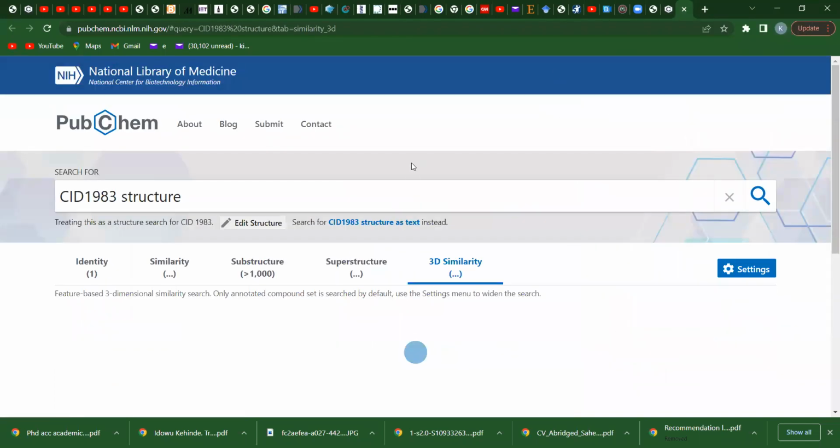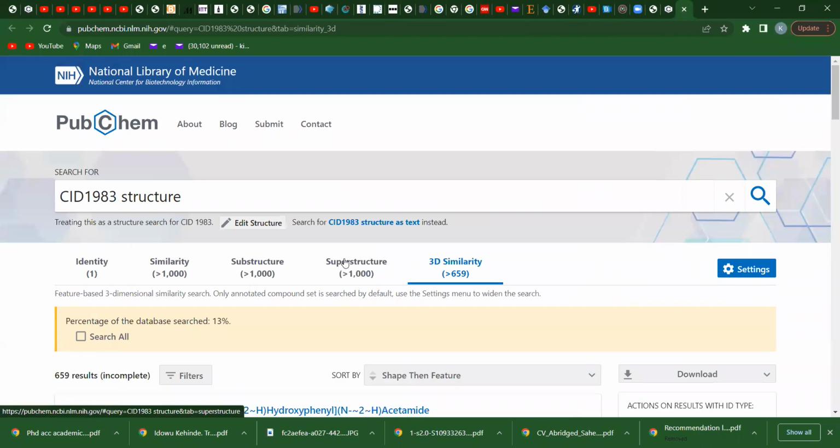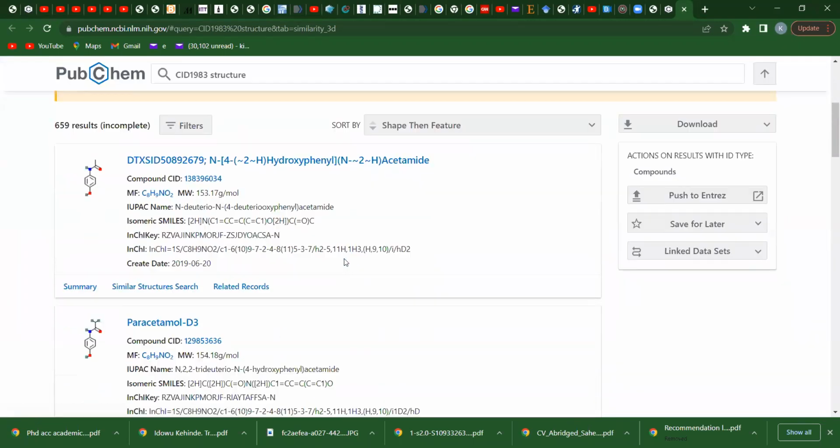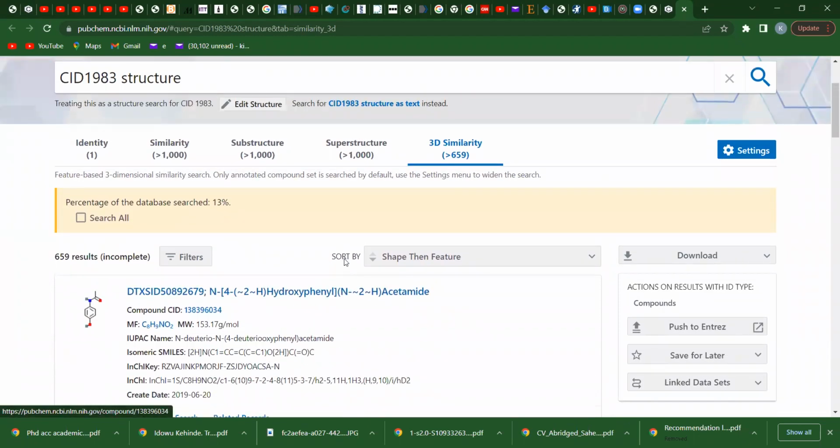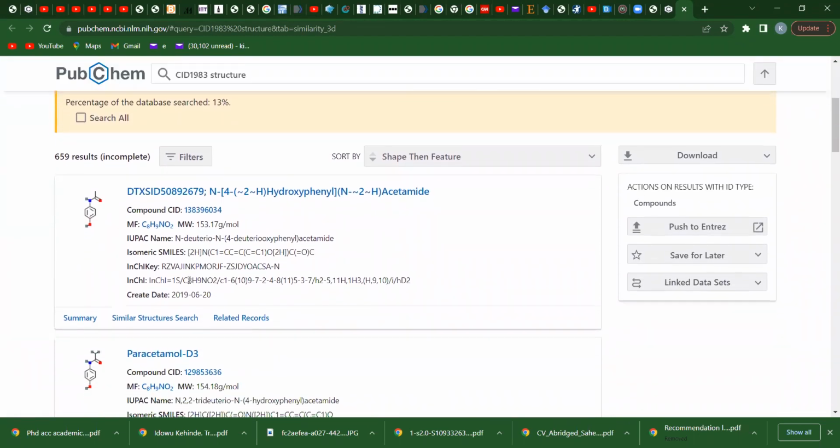Can you see? This is AI related work. It gave me 659 additional compounds or drugs that are structurally similar to our acetaminophen.